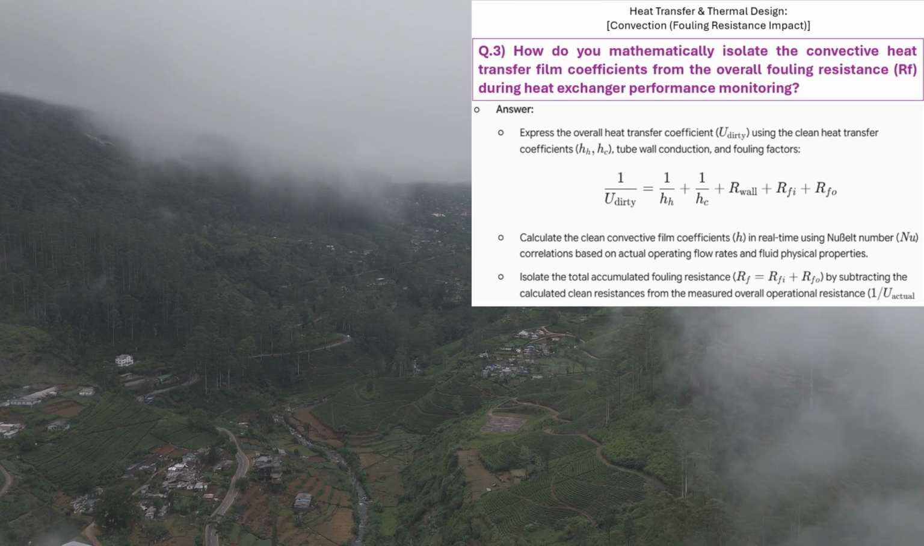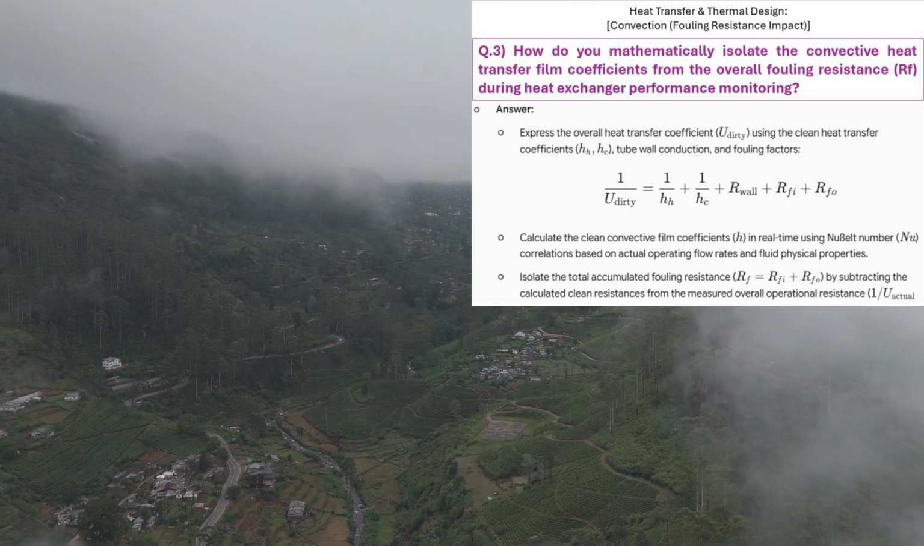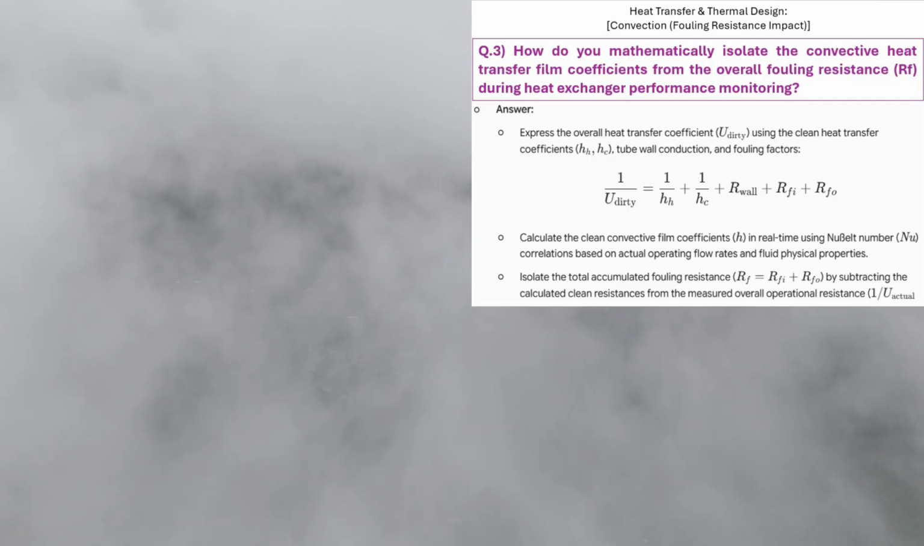By not relying on static design sheets. I calculate the clean convective film coefficients in real time. I actively recalculate the Nusselt number correlations based strictly on actual live operating flow velocities. You update the transient physical properties live. Yes. Dynamic viscosity, density, and thermal conductivity as they shift with the live temperature. Once I have those real-time clean convective resistances, I subtract them from the measured overall resistance. Leaving only the physical fouling resistance. Strictly the accumulated physical fouling resistance. It mathematically isolates the true particulate buildup.